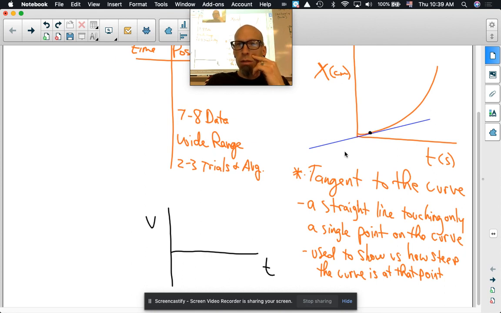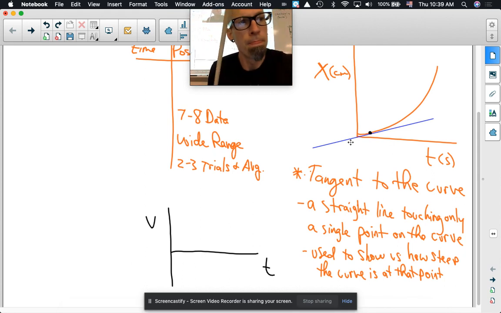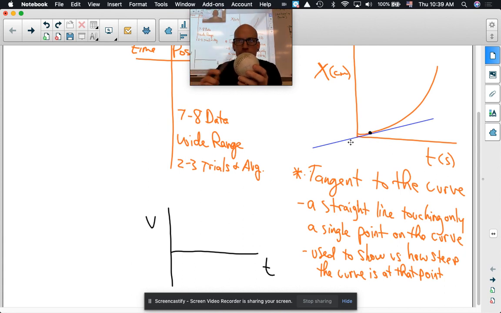For instance, this little blue line right here is a tangent. And if you notice, as I scoot it close to the curve, it can only touch the curve at a single point. It'd be kind of like taking a straight edge and a ball. If I take a softball here, this straight edge can only touch the ball at a single point. Okay, so the curve that you're seeing here, near the bottom of the curve, is not very steep at all.